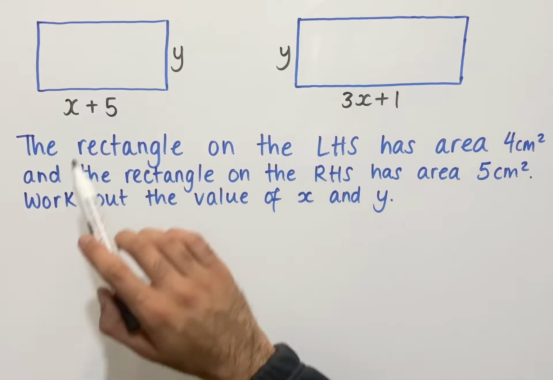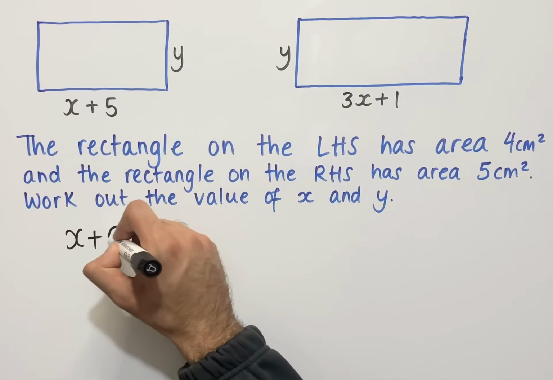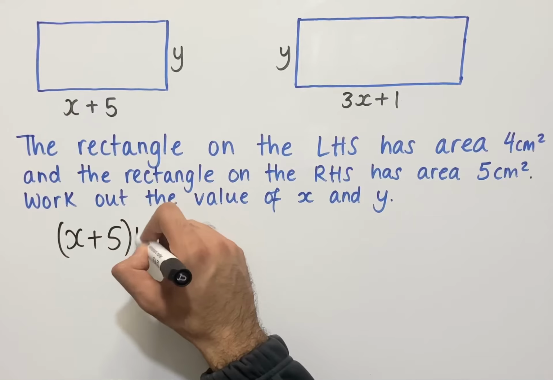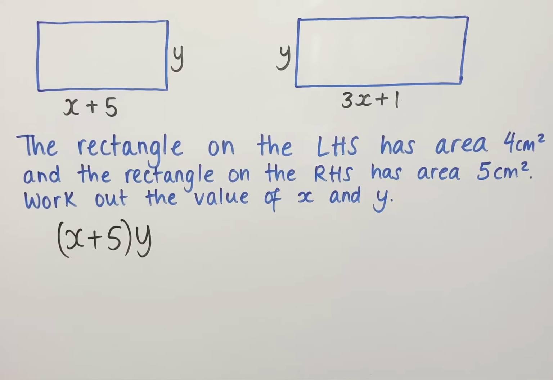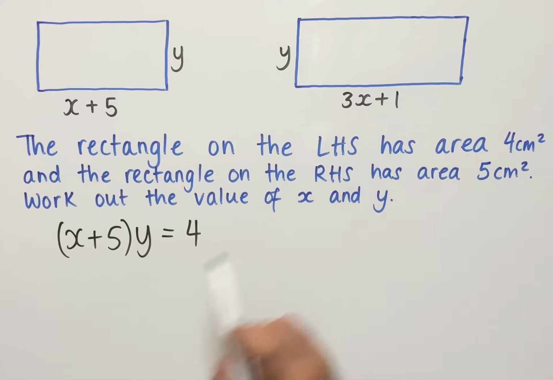So to form an equation, we can write x plus 5 multiplied by y. So let's write all of this in brackets and then put the y on the outside since we're multiplying. And this equals 4. This is what we're told in the question.